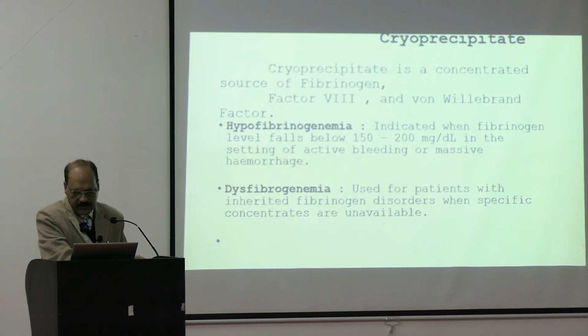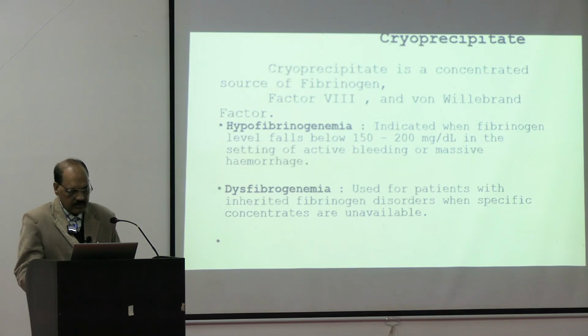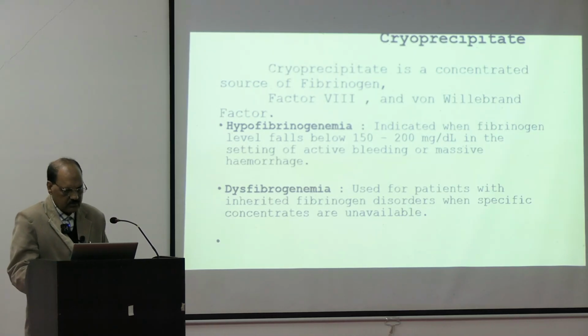Then another component is cryoprecipitate. It is a concentrated source of fibrinogen, factor 8 and von Willebrand factor. These few factors are there in the cryoprecipitate. So this has to be given when the patient is having hypofibrinogenemia. Hypofibrinogenemia is indicated when the fibrinogen level is 150 to 200 milligram per deciliter.